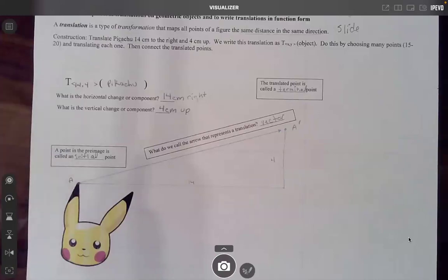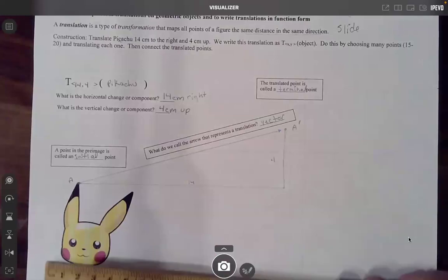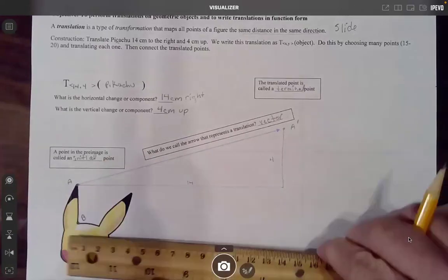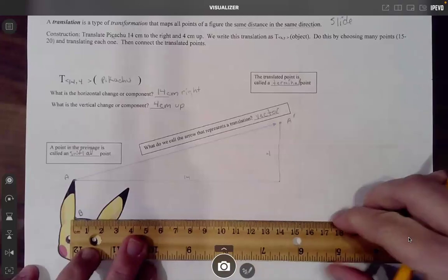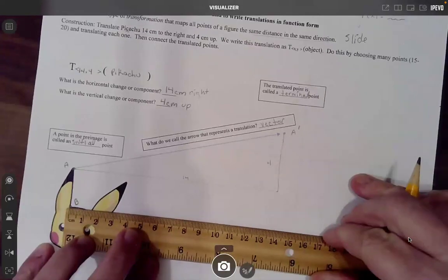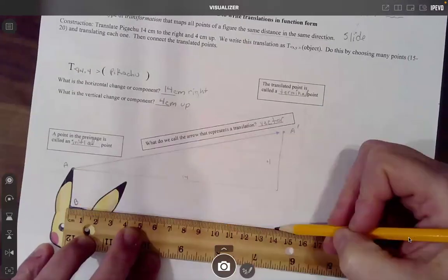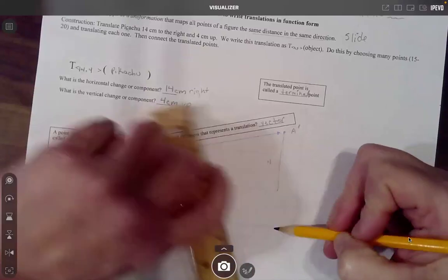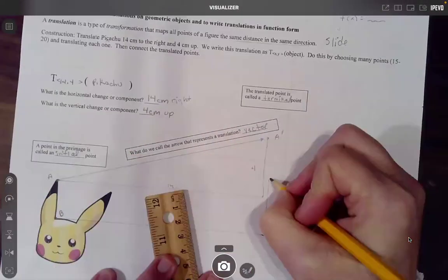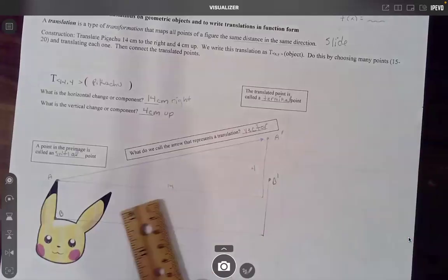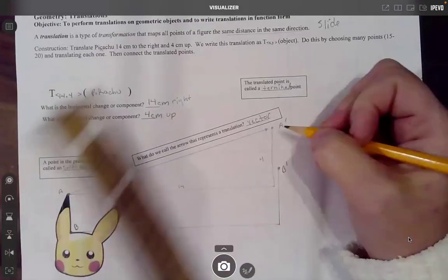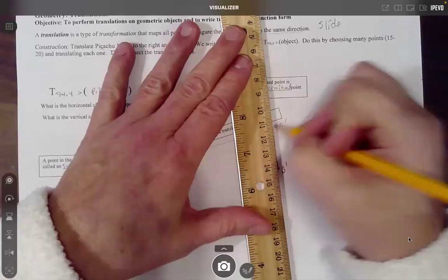And now we're going to do the same thing. So how do we transform Pikachu? You can pick as many points as you want. I'm going to pick this point B. And I take B and I go 14 right. And if it helps, you can draw the horizontal line really lightly. And then it's going to go 4 centimeters up. And there's B prime. And notice since A and B are connected by a line here, A prime and B prime, I'm going to connect with a line there.